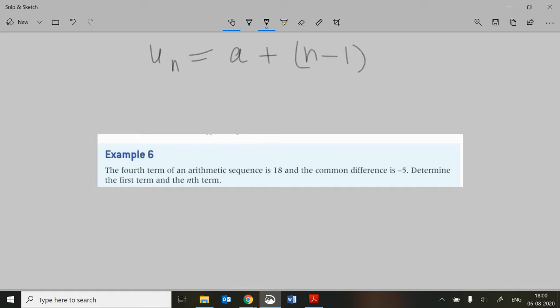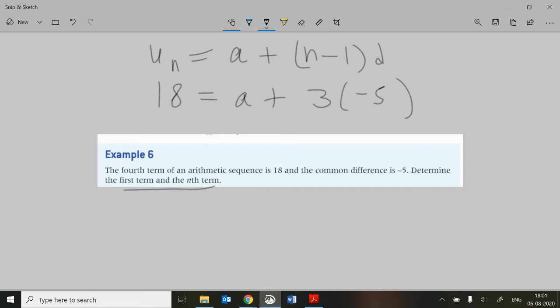Just my first term. So we're going to use this formula here. The fourth term of an arithmetic sequence is 18. So U4 is 18, and we've got a plus 4 minus 1. I'm just doing a substitution there. So plus 3 times, it says the common difference is minus 5. Okay, so I can put in minus 5 there.